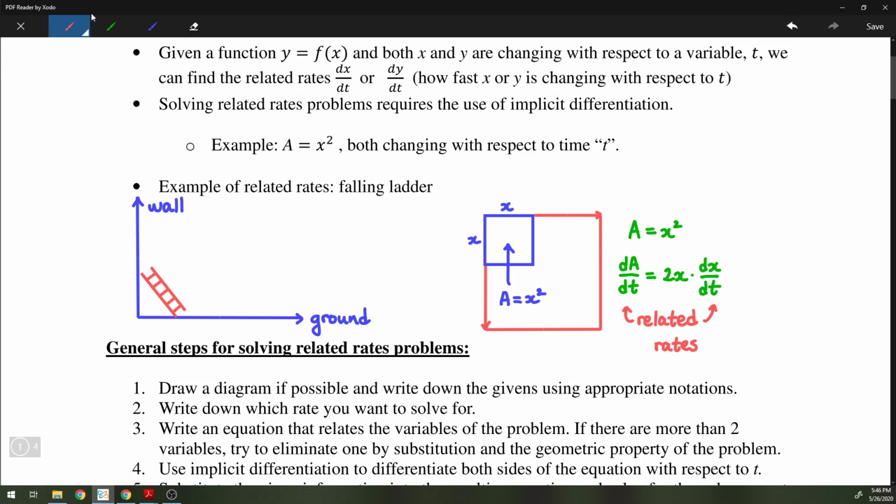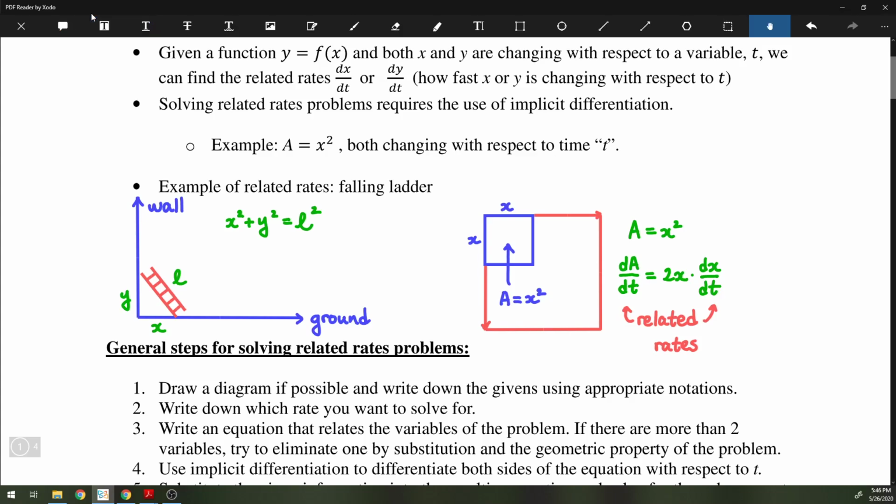So another example of this would be the falling ladder. Suppose the ladder is propped up against the wall. The base of the ladder is some distance x away from the corner, and the height is y, as in the ladder reaches a certain height of y. The ladder is of fixed length, we'll call it L. So the relationship between the three sides is, of course, x squared plus y squared equals L squared. We'll work with an example involving that diagram in just a bit.